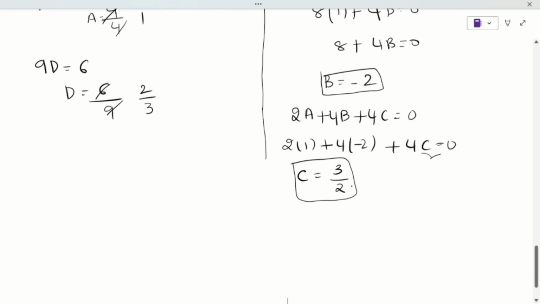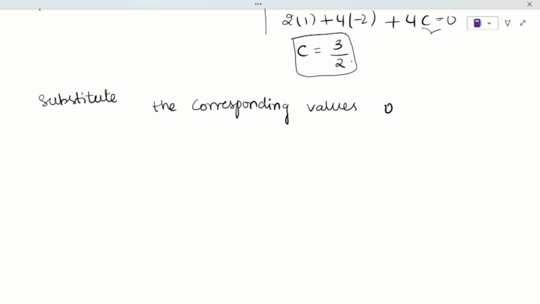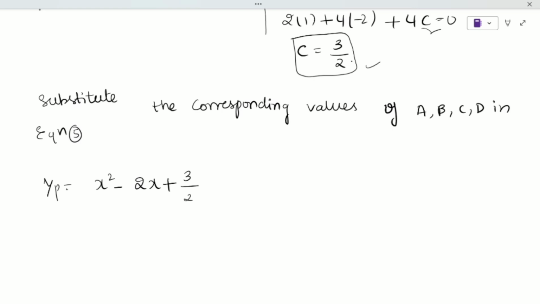Now the thing is to substitute the corresponding values of a, b, c, d in equation 5. We should substitute the corresponding values a, b, c, d in equation number 5. So now the particular integral part will end. After that, the general solution part will come. Now yp equal to x square minus 2x plus 3 by 2, plus d e power x, d is 2 by 3, so I am writing 2 by 3 e power x.